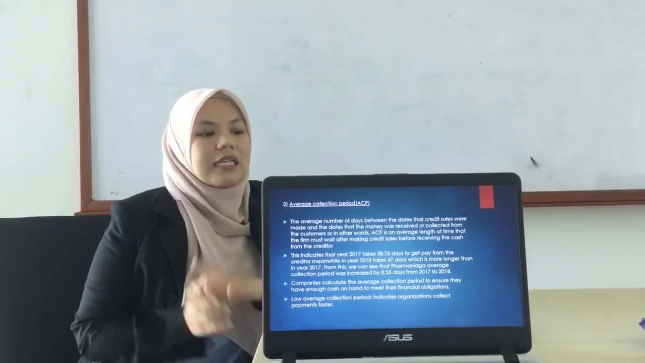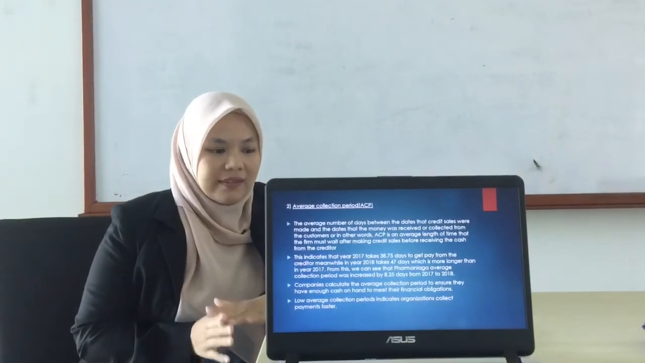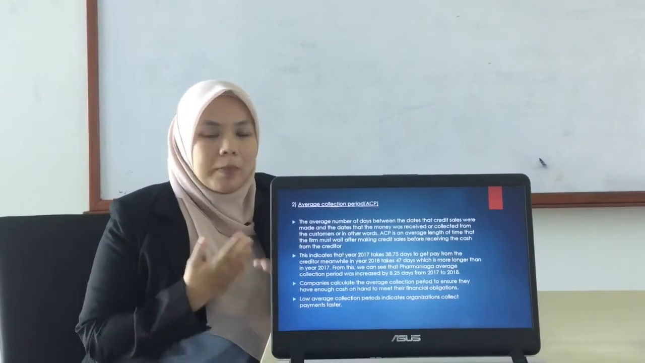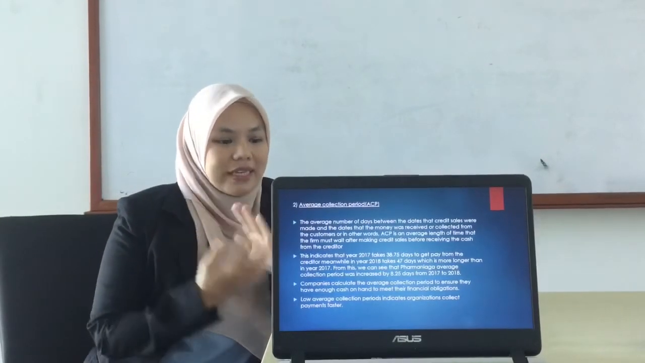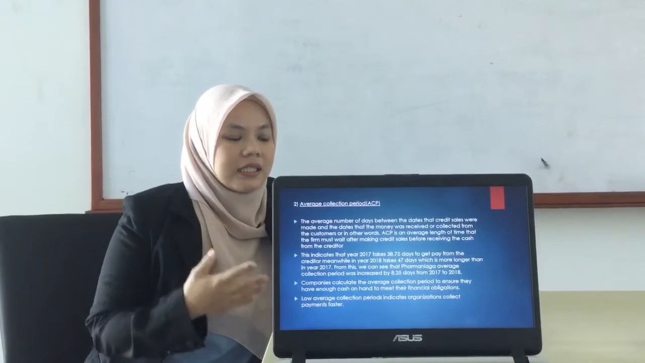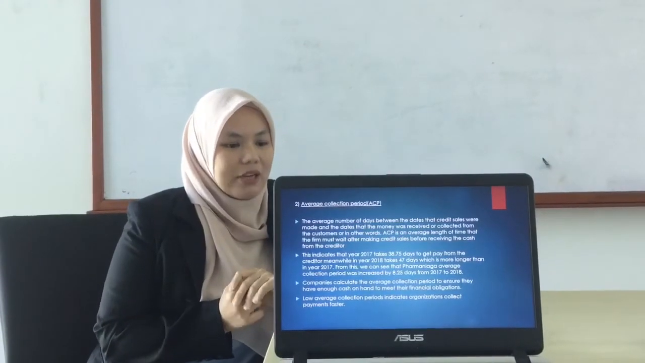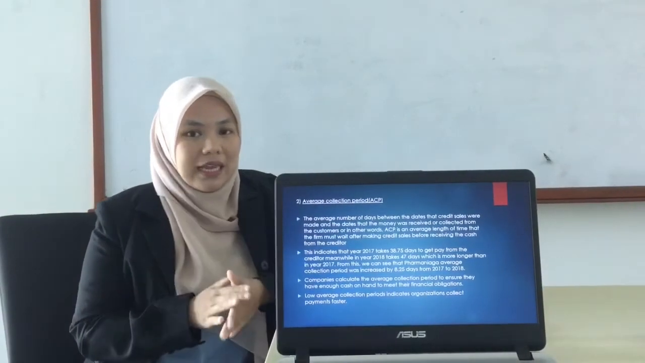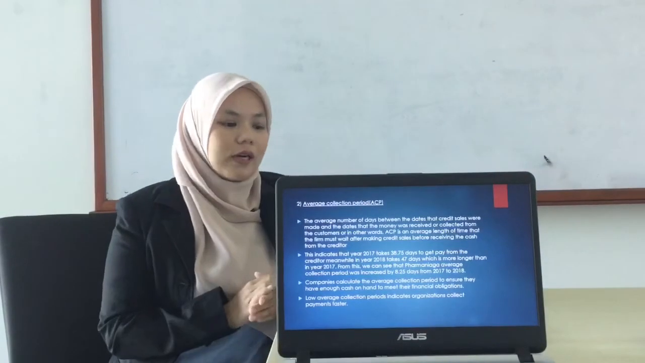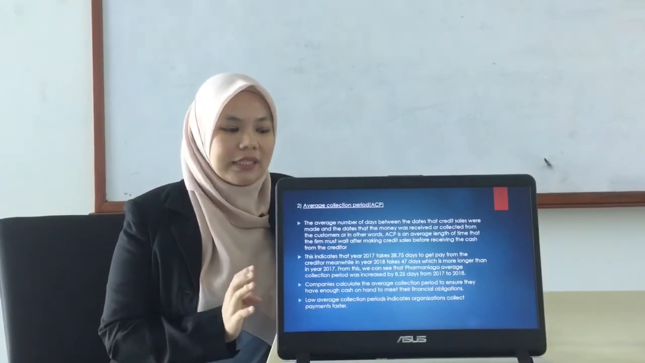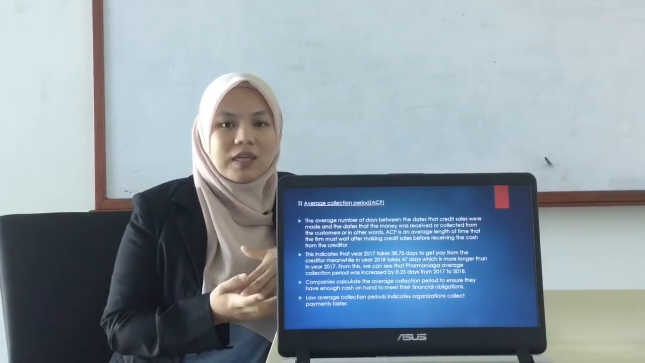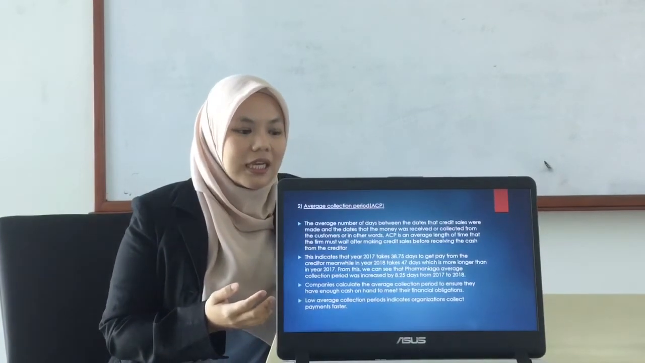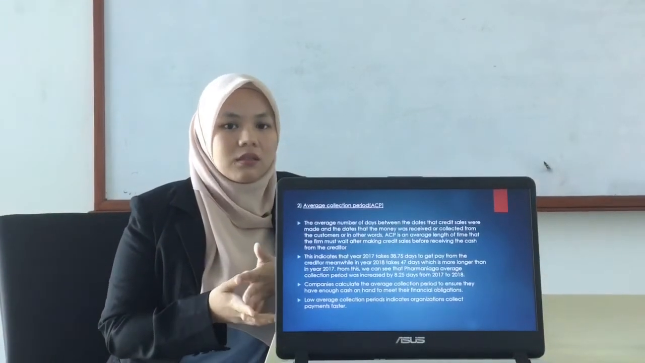As we can see, for Pharmaniaga in 2017, it takes 38.75 days to get paid by the debtor. Meanwhile, in 2018, it takes 47 days, which is longer than in 2017. From this, we can see that Pharmaniaga's average collection period increased by 8.25 days from 2017 to 2018. Companies calculate the average collection period to ensure they have enough cash on hand to meet their financial obligations. A low average collection period indicates the organization can collect payments faster.